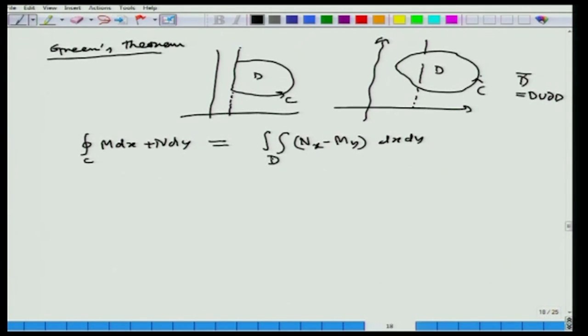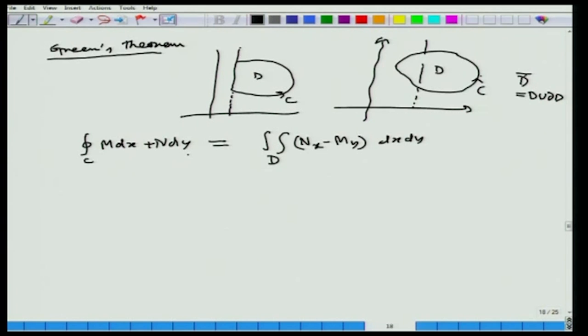Here it is assumed that the partial derivatives of n and m are continuous in this region, so that this integral will be well defined here, and on the boundary m and n are continuous. So on D the partial derivatives exist and they are continuous in D, and on the boundary m and n are continuous, so that this line integral is defined, or you can allow them to have piecewise continuity also, so that the integral has to be well defined.